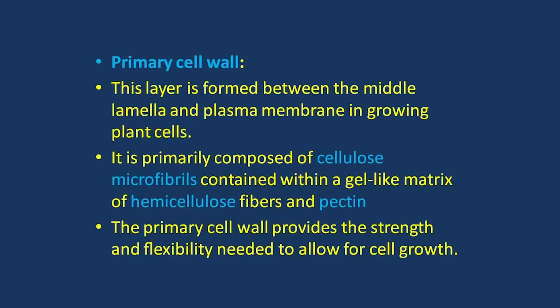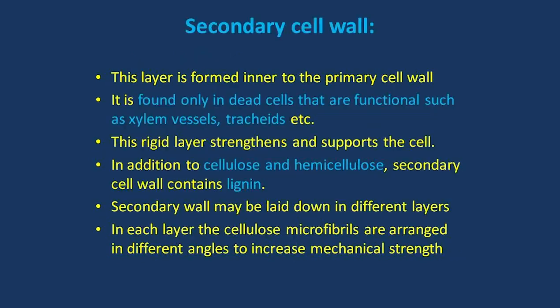Then comes the primary cell wall. This layer is formed between the middle lamella and the plasma membrane in growing plant cells. It is primarily composed of cellulose microfibrils contained within a gel-like matrix of hemicellulose and pectin. The primary cell wall provides the strength and flexibility needed to allow for cell growth. Now let us look at the secondary cell wall.